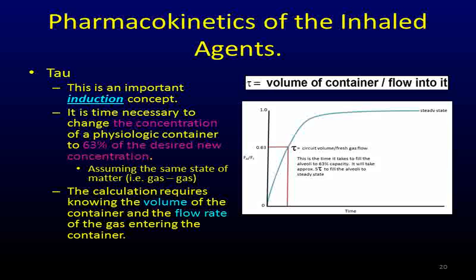I have all of these compartments that I want to fill up with the gas. But what's the first one you want to fill up? The alveolus and the blood, right? That's that first little area. So, the time it takes to fill up 63% of that alveolus is one tau. You're not filling up the alveolus, you're only changing the concentration of whatever you're delivering, whether it be 1% sevoflurane, 2% sevoflurane, 1% desflurane, 6% desflurane, 0.5% isoflurane, or 1.15% isoflurane. The amount you're delivering, as long as it's constant, it will take however long, one tau to fill up 63% of that alveolus.